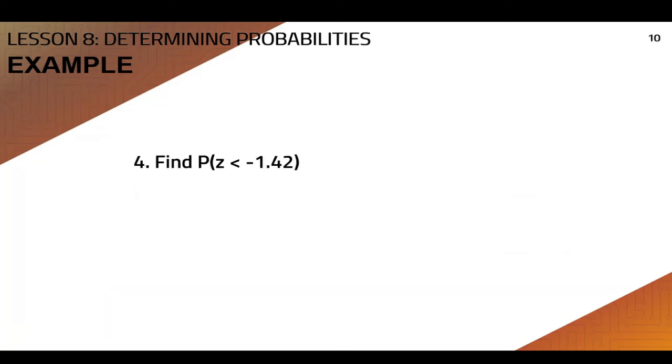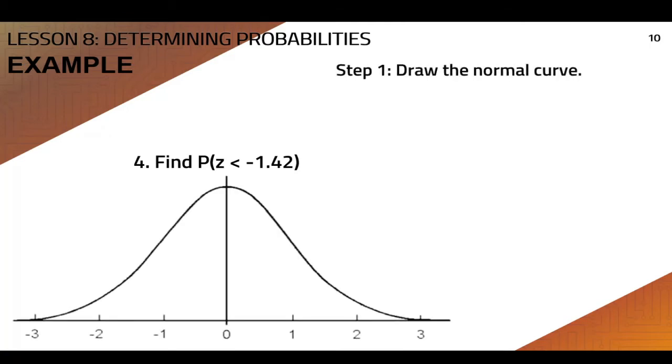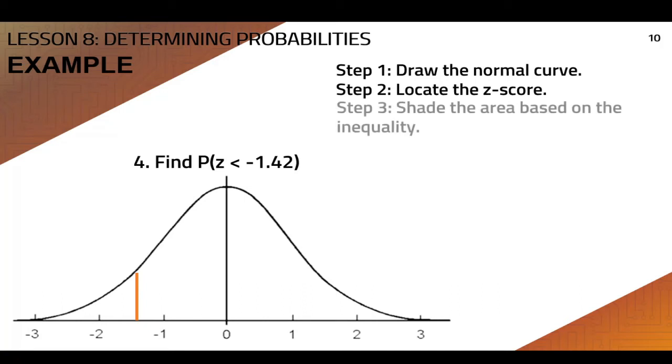Next. Find the probability that z is less than negative 1.42. Again, to solve this, let us draw the normal curve. Ayan. Next step, locate the z-score. Where is negative 1.42? Very good. Nasa pagitan ng negative 1 at negative 2. Ayun. So, best approximation again. Next, shade the area based on the inequality. Ang inequality sign natin ay less than. Therefore, ang direction natin ay to the left. Ayun. Very good.